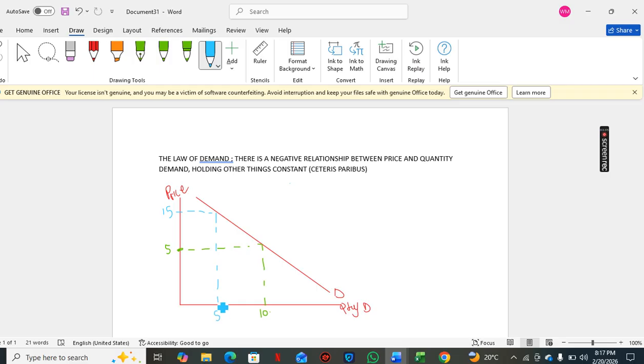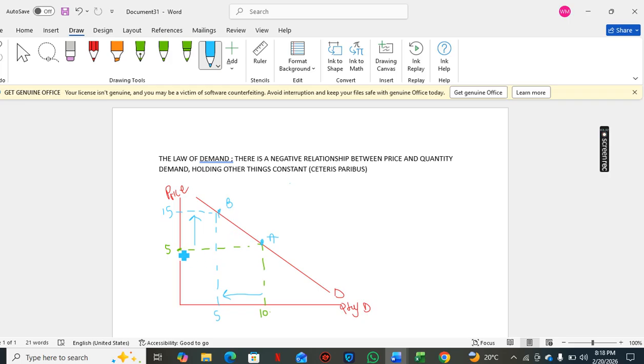Alright. So, as we can see, price has increased from 5 kwacha to 15 kwacha. And the quantity demanded, or how much of the good you're buying, has dropped from 10 units to 5 units. Okay, so this is the negative relationship we are talking about between price and quantity demanded.